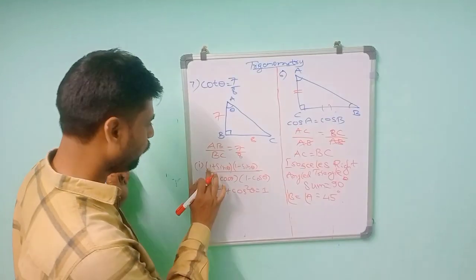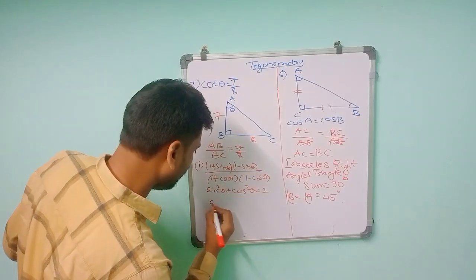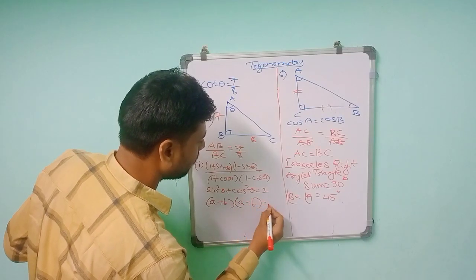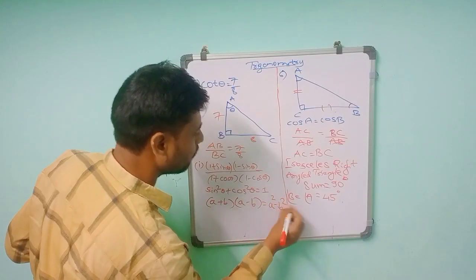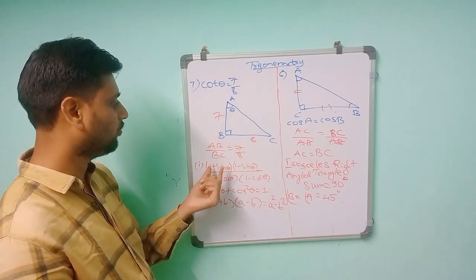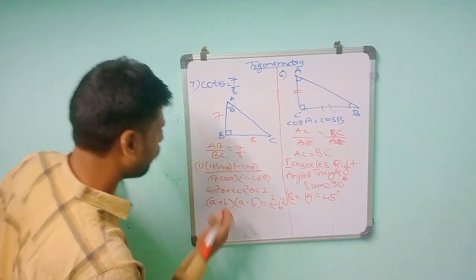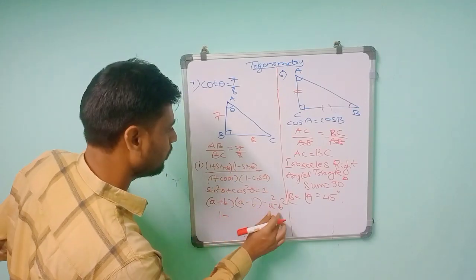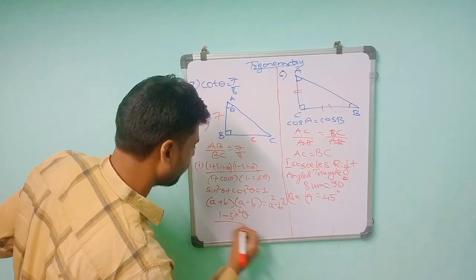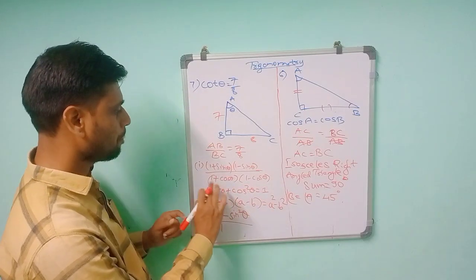If you take this one as A and this one as B, it is A plus B into A minus B. What is the formula? It is A square minus B square. If you take this one as A and this as B, so 1 plus sin theta, 1 minus sin theta, A square means 1 square, minus B square which is sin square theta. So 1 minus sin square theta, divided by this one, 1 plus cos theta into 1 minus cos theta. It is also the same method only.